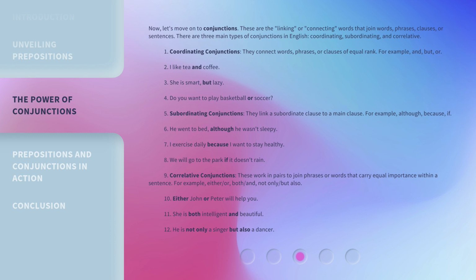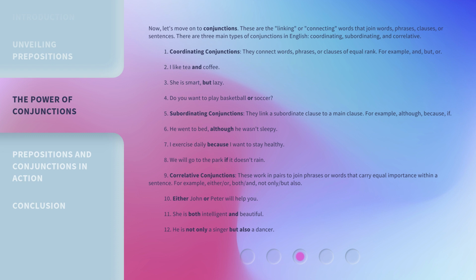9. Correlative conjunctions. These work in pairs to join phrases or words that carry equal importance within a sentence. For example, either, or, both, and, not only, but also.